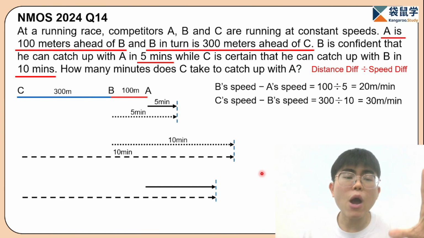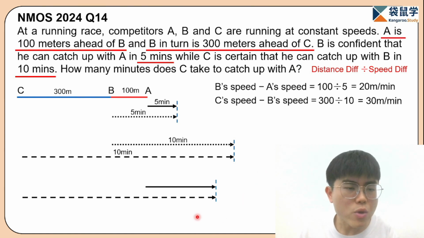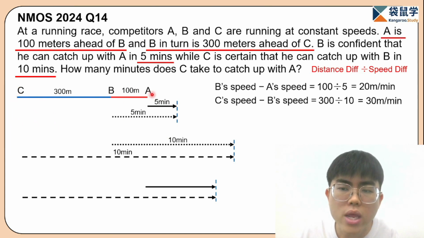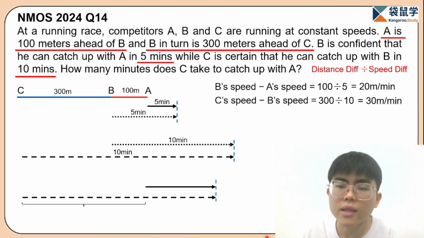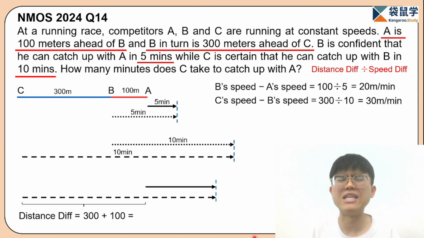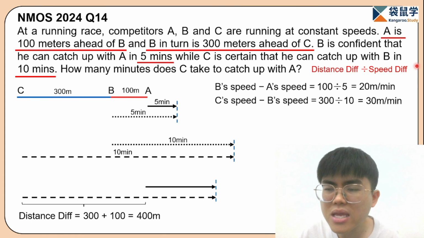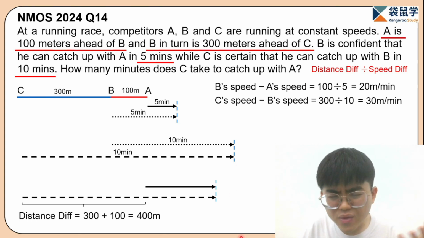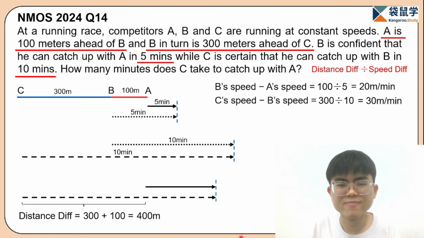Oh, you see in our figure right here, in our routing line, we said that A started to travel from here, C started to travel from here. You see, the distance in between two of them, this part, what is it? It is actually just 300 plus 100. It is just 400 meters. And everyone, how about the speed difference between C and A? How do we want to find it?